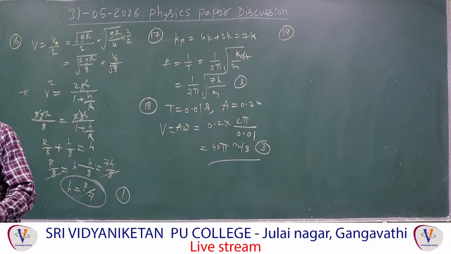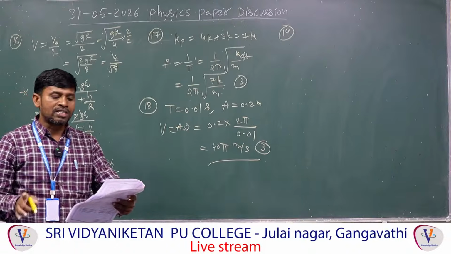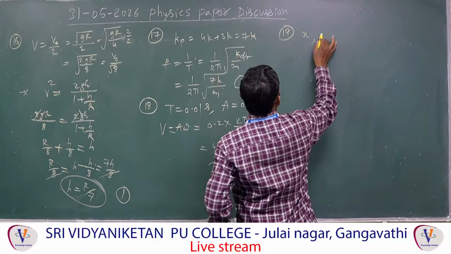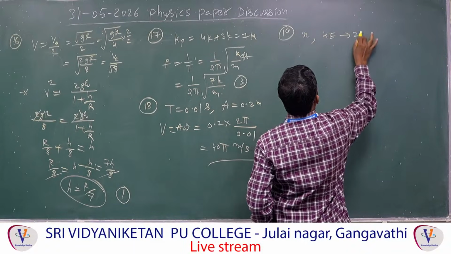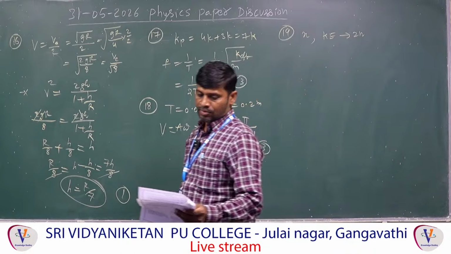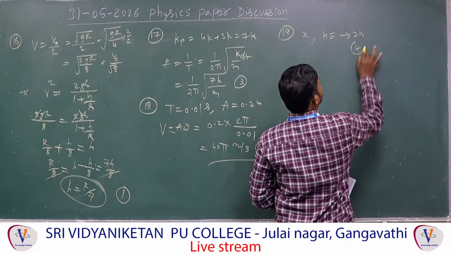For a particle executing simple harmonic motion, the frequency is 80. Then what is the frequency of oscillation of the kinetic energy? For frequency n, the kinetic energy of the particle has frequency 2n. 2 into 80 is 160. Now the answer is 160, the fourth option.